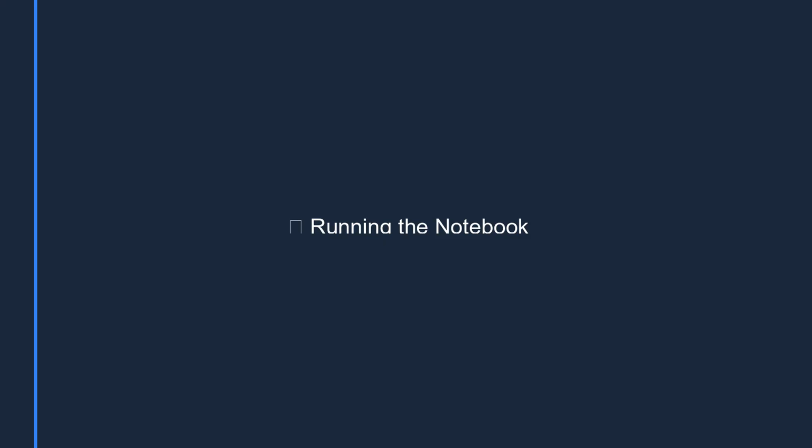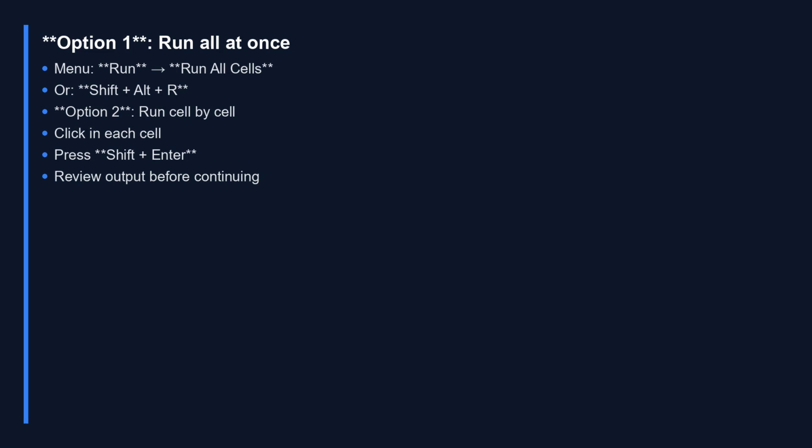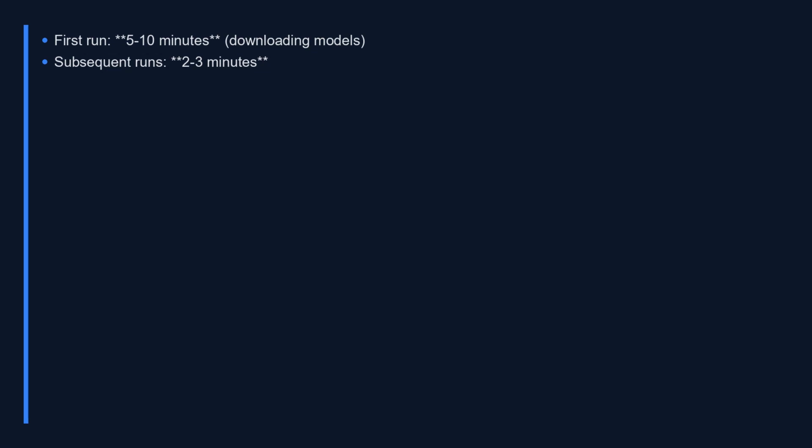Running the notebook. Option 1: Run all at once. Menu, run all cells, or Shift+Alt+R. Option 2: Run cell by cell. Click in each cell, press Shift+Enter, and review output before continuing. First run, 5-10 minutes, downloading models.